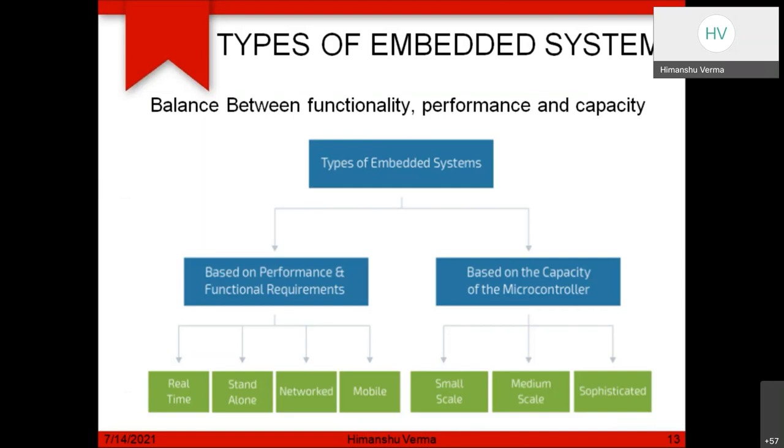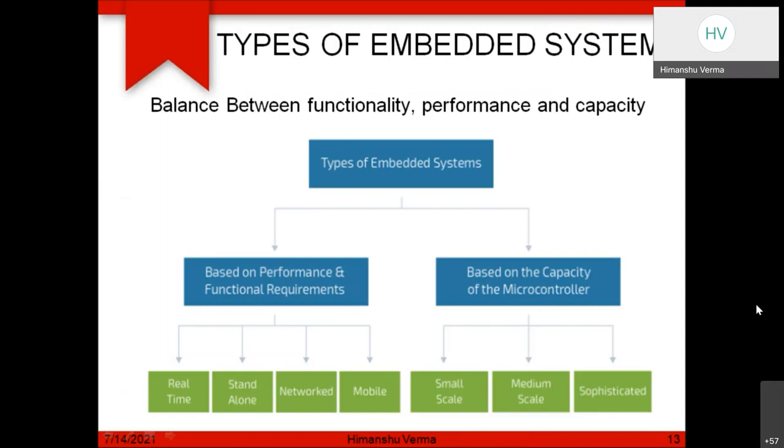Bilkul dil ki dhadkan band ho jayegi. So these are some examples of real-time systems, as is a missile system. Of course, we require real-time there, otherwise a slight delay of nanoseconds can change the target, right?